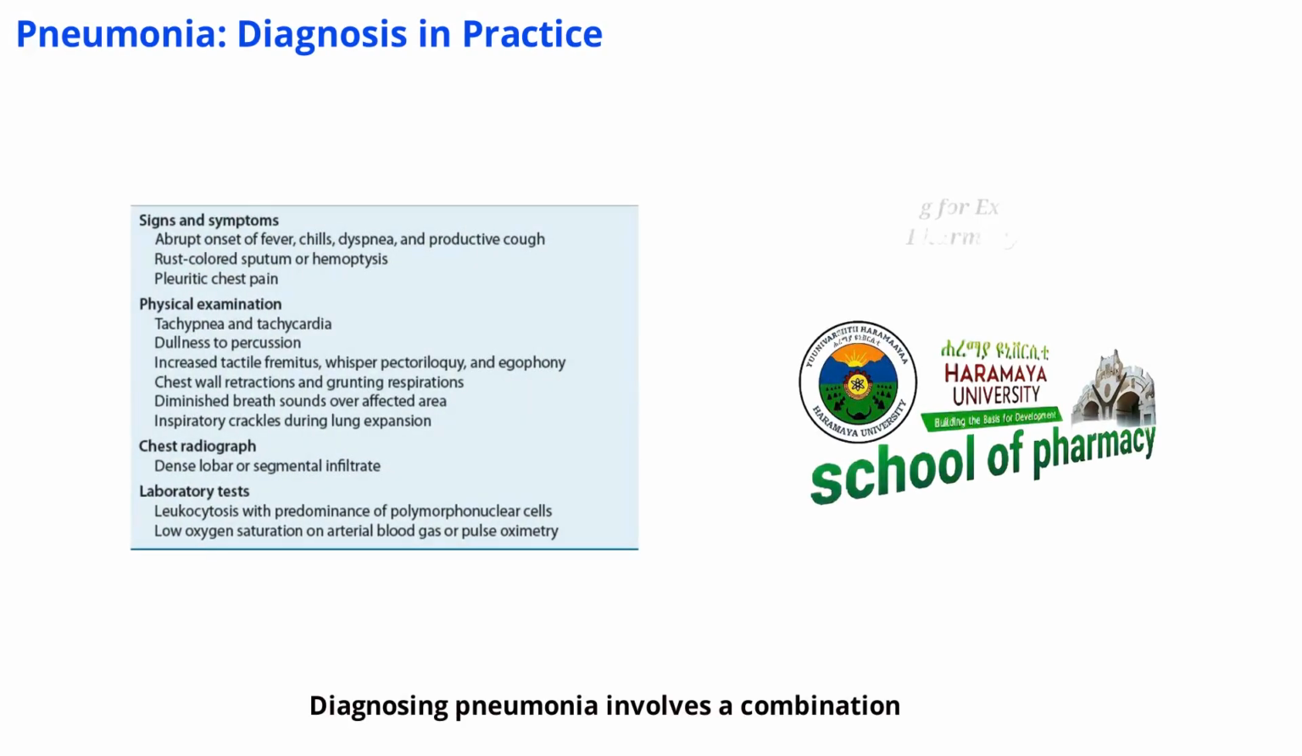Diagnosing pneumonia involves a combination of clinical assessment and diagnostic tools. Physicians look for characteristic symptoms and may use imaging studies, such as chest X-rays, to confirm the presence of lung consolidation. Laboratory tests can help identify the causative organism, guiding targeted therapy. Early and accurate diagnosis is essential for effective management.